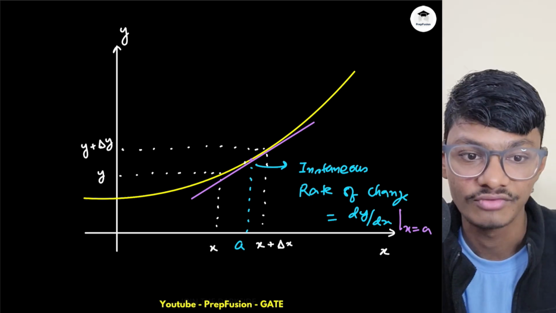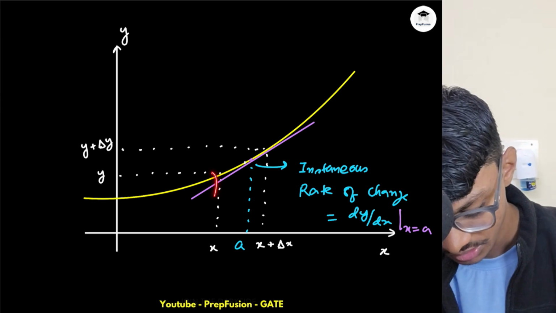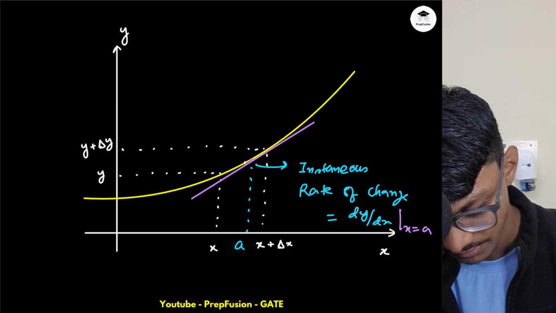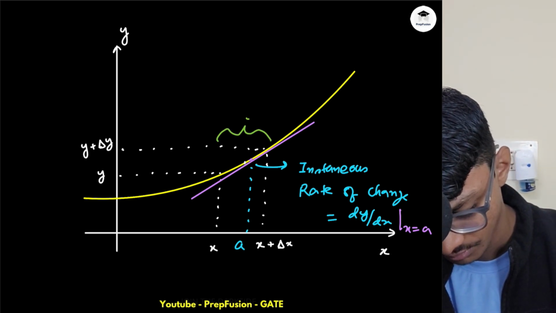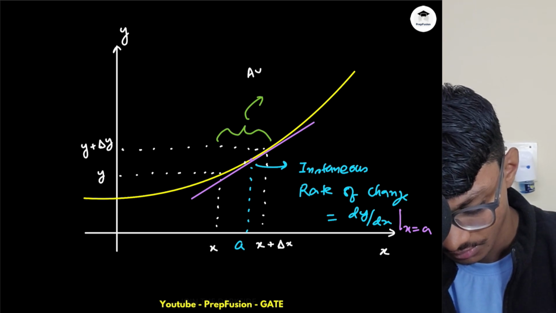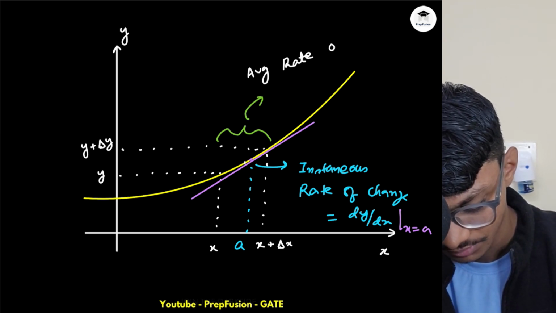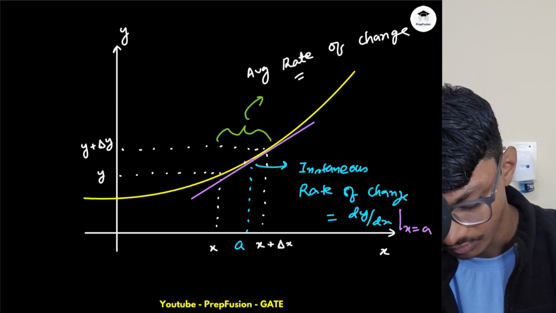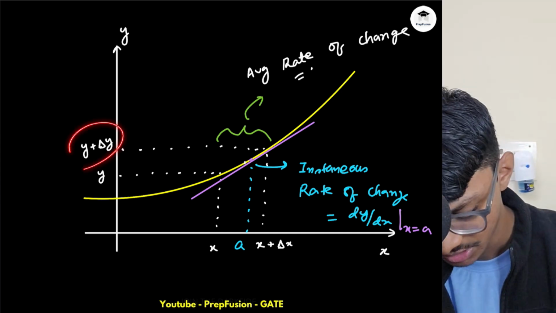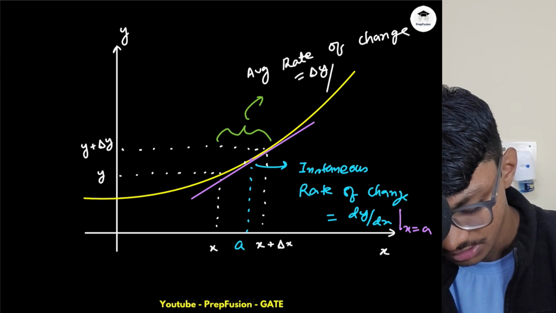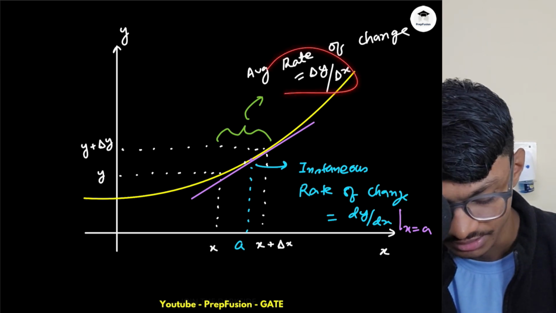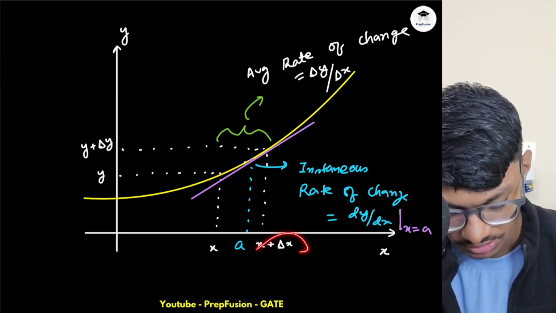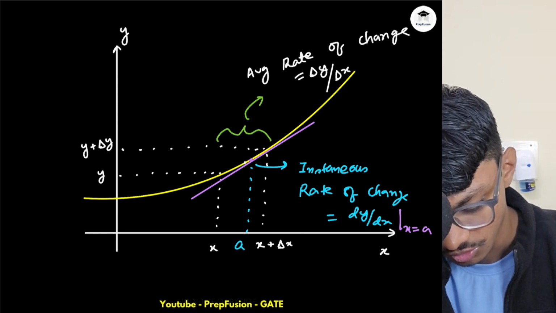And what about the average rate of change? Overall, in this range, what is my rate of change? The average rate of change is change in y, which is delta y, and change in x, which is delta x. So delta y upon delta x. Now these two are very similar when delta x is very small. These two are very similar to each other.